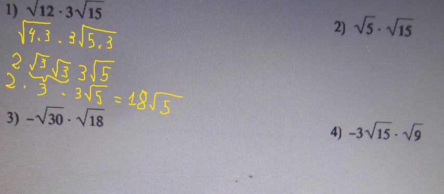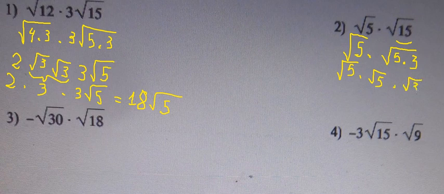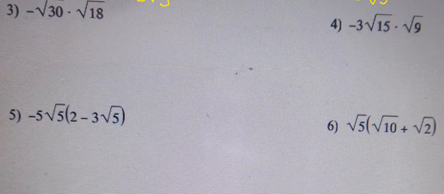The next one, we have the square root of 5 and the square root of 15. So we put the square root of 5 multiplied with the square root of 3. So we have the square root of 5 and the square root of 5, we put in here. So this one, you got 5, and we combine with this one, and this is the final answer. Let's go to number 3.